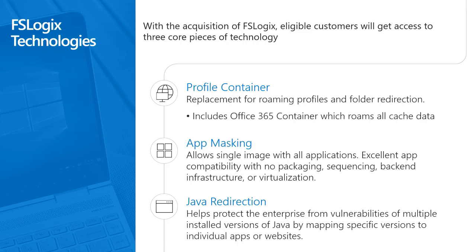Now, sometimes there's reasons why you can't replace your profile solution, lots of them. And so for those situations, we have something that we call the Office container. It does exactly the same thing, but it only does it for those portions of the user profile that have to do with Office caching. All the rest of the stuff will just fall through to the regular profile and just be roamed by your regular profile roaming solution. So this is something that you can easily put into your environment without having to replace anything and make your Office stuff work really quickly.